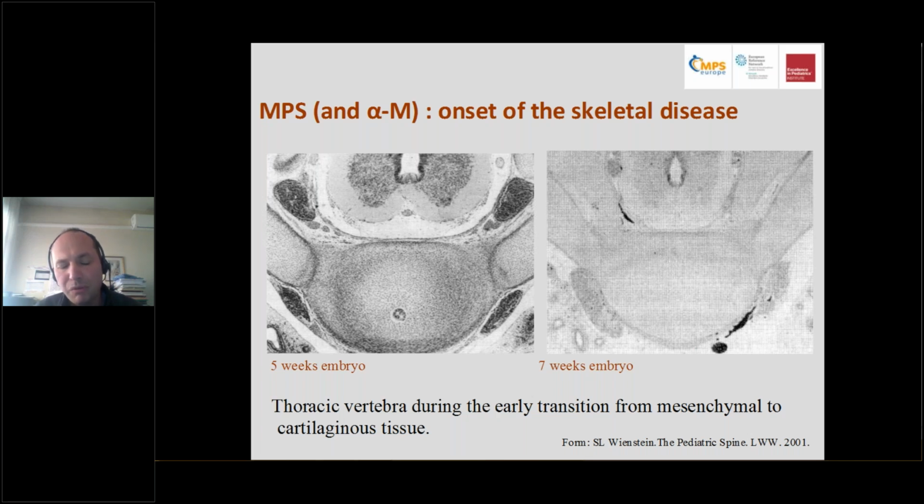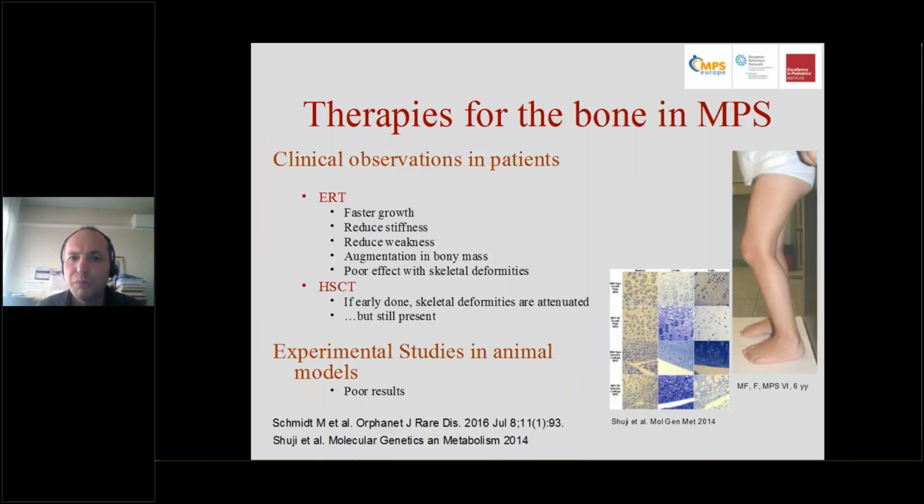And if we want, theoretically, to act with a therapy that is really able to prevent all the manifestations, we should start before birth. So, are the therapies nowadays available for MPS able to prevent completely the orthopedic manifestations? No, the answer is no, and we have some clinical observations. The ERT leads to a faster growth, reduces the stiffness, reduces the weakness, and augments the bony mass, but has a poor effect on skeletal deformity.